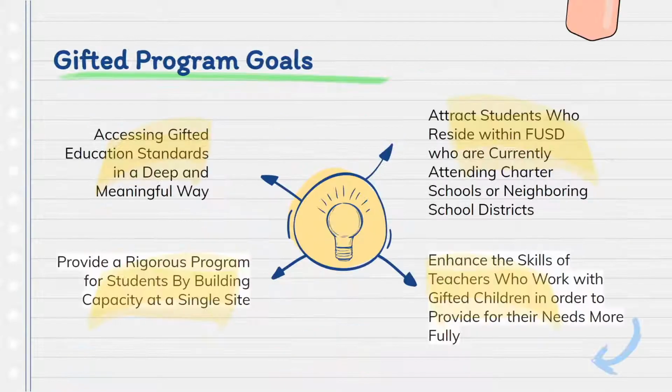Okay? We've got some program goals for you. Right now, we can do better, and we're not doing better. So we want our kids to access our gifted education standards in a deep and meaningful way, probably through project-based learning, open-ended questioning. We want to provide a rigorous program, and we want to build capacity at one site. We want to work smarter, not harder. Instead of having 8 sites that are doing it relatively well, we want to have one site that does it very well. And then we want to attract students who may be in our district boundaries but not attending FUSD schools. And lastly, we want to build the capacity of our teachers within FUSD to offer gifted programming.